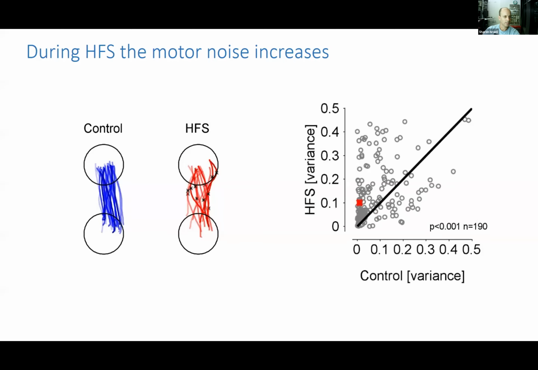This scatter plot indicates that HFS significantly increases the motor noise compared to control trials. However, we have yet to uncover how this noise is related to the error sensitivity properties. We also didn't yet rule out the possibility that HFS functions as an additional source of external noise.